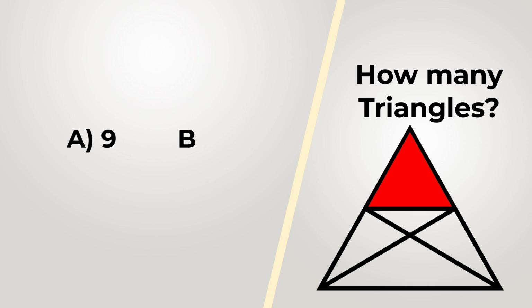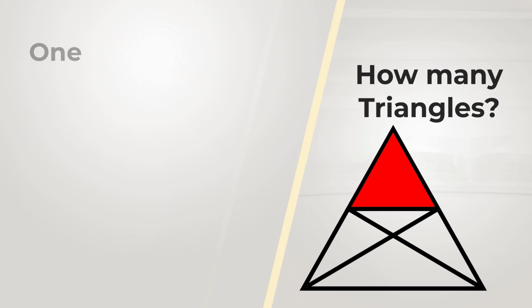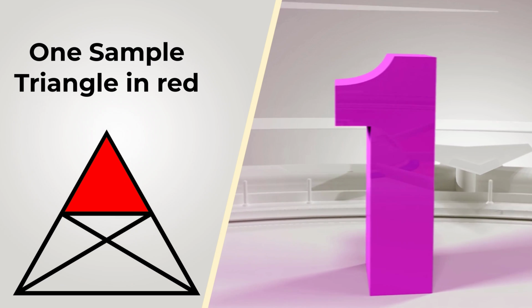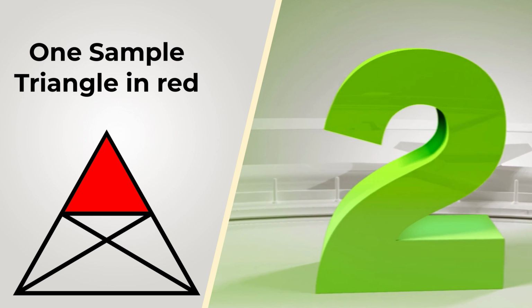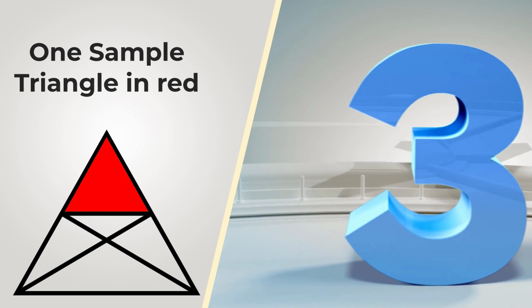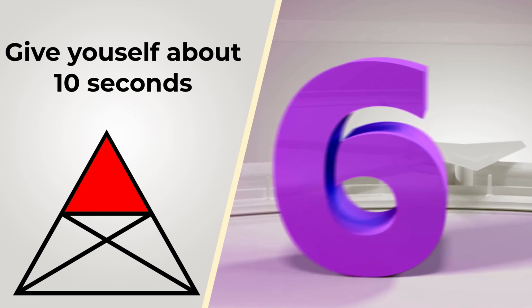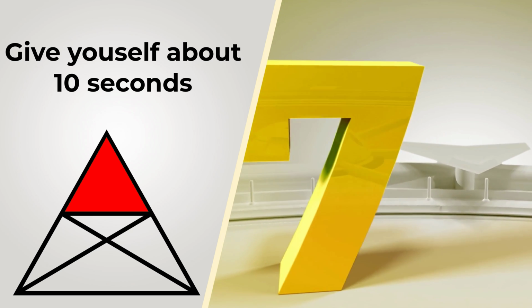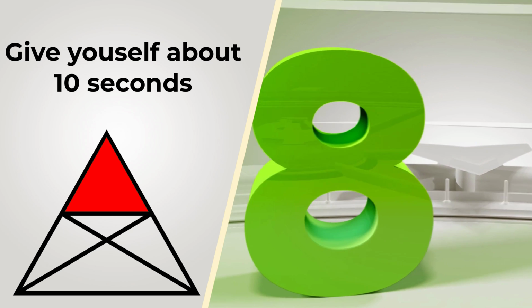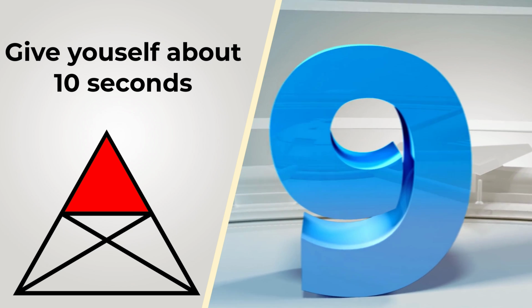Choice A, 9 triangles. Choice B, 12. Choice C, 17. And choice D, 24. One triangle is highlighted in red, but there are a lot of other triangles. Do you think you know the answer? Give yourself a few seconds. I would recommend 10 to 15 seconds. This is about as much time as you will get in the real test. You can pause this video to give yourself some time to figure out the answer.